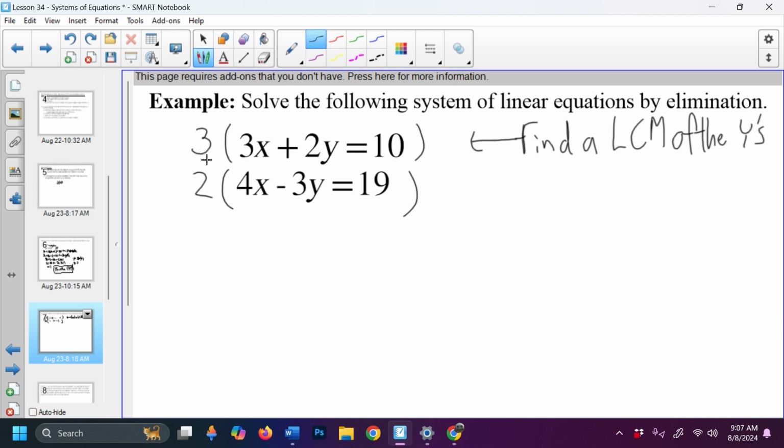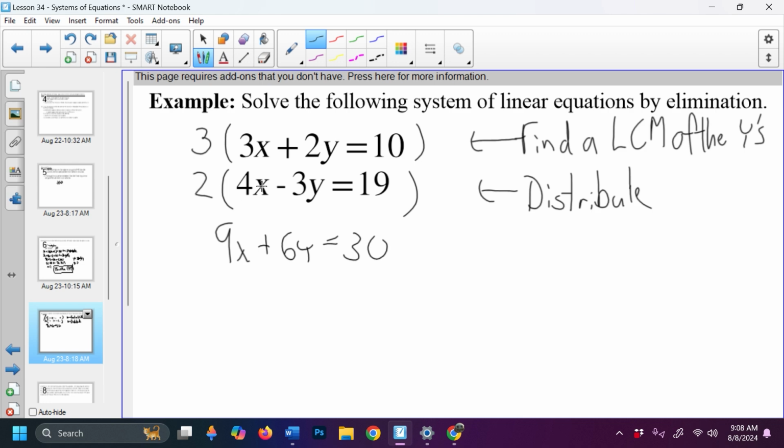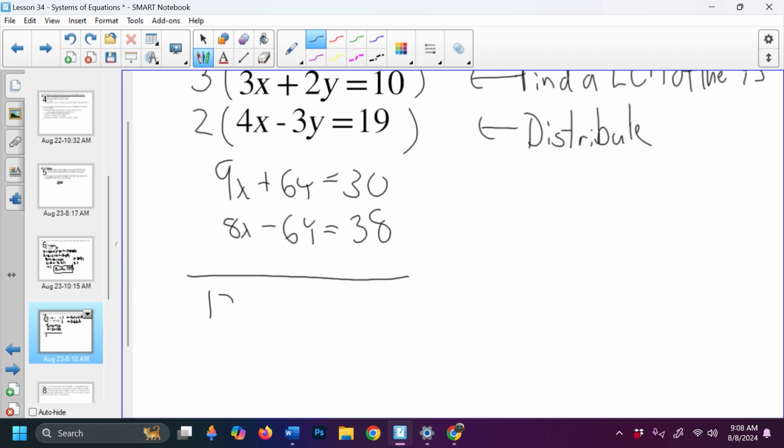So when I do that, I also need to distribute. And that will give me 3 times 3 is 9x. 3 times 2y will be 6y. And then 3 times 10 will be 30. 2 times 4 will be 8x. 2 times -3y will be -6y, and then 2 times 19 will be 38. So when I add these together, I get 17.